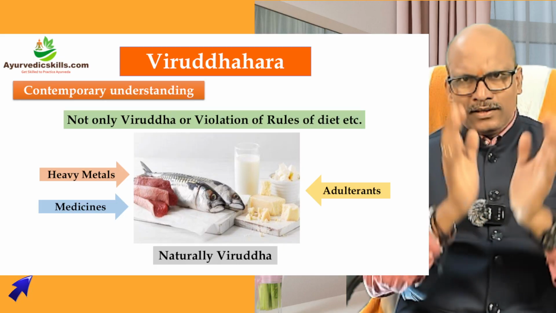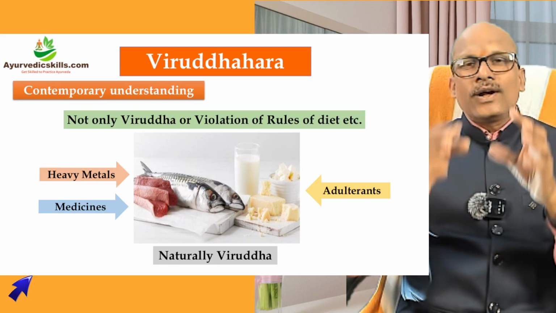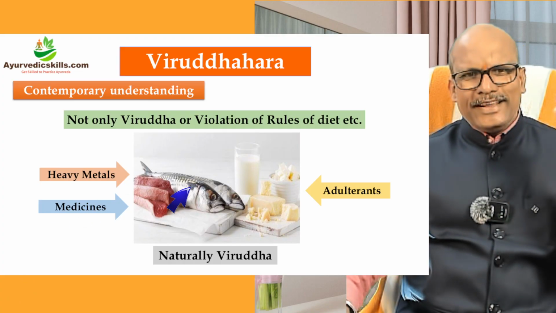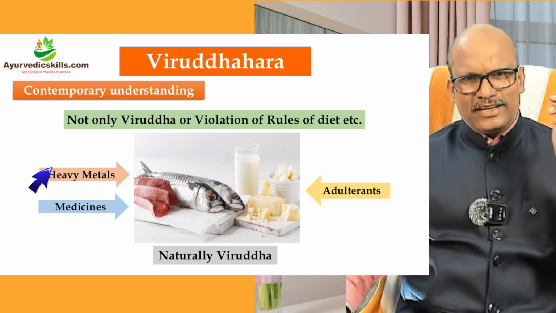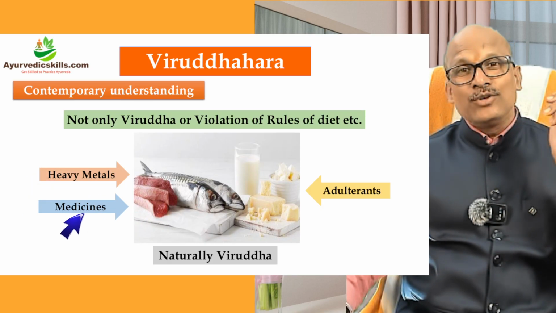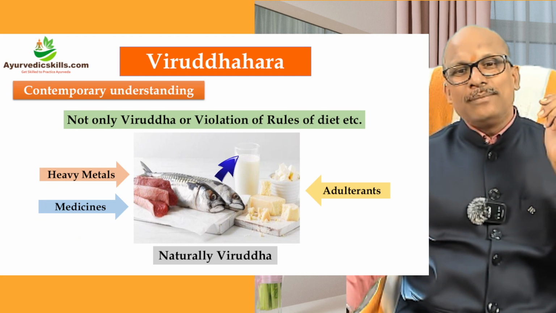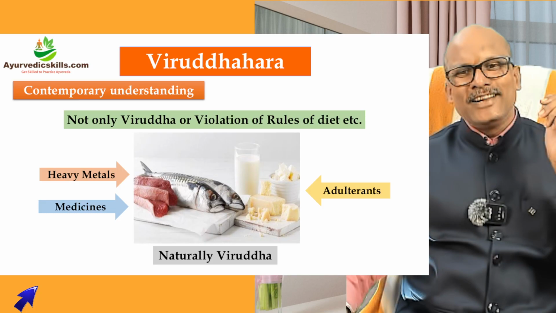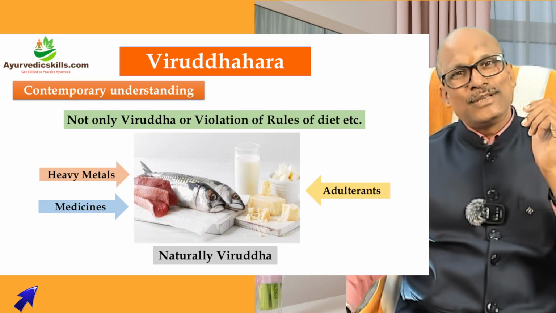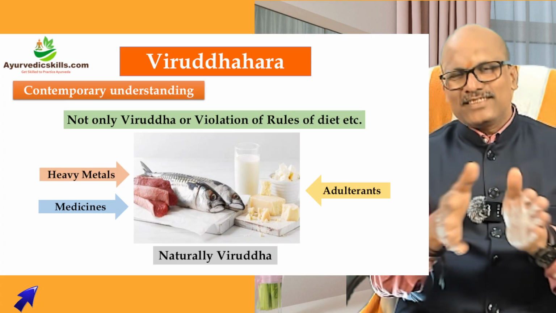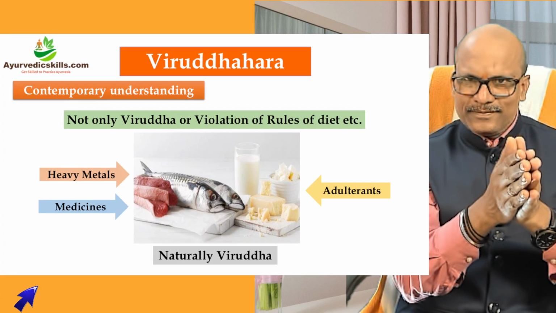This is the classical Kaya Chikitsa line of approach. Now consider the present era. Present day, aquatic animals come with heavy metals. The meat and other things come with medicines, steroids, antibiotics, growth hormones, so many things. And milk and milk products come with adulterants. Now think whether this Viruddha is just the same Viruddha explained in the classics.